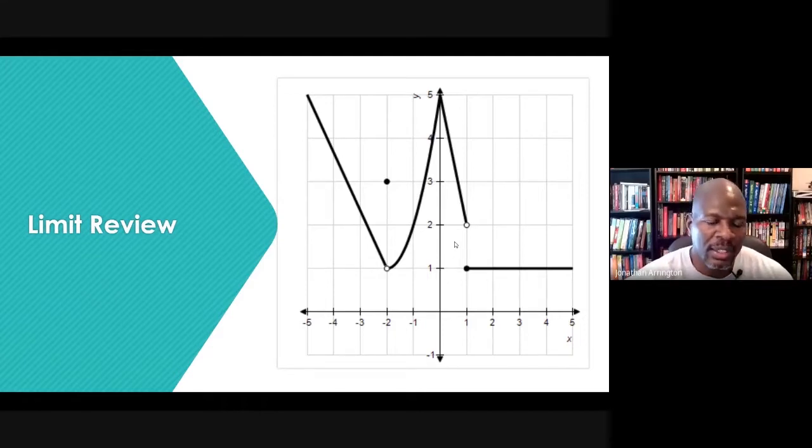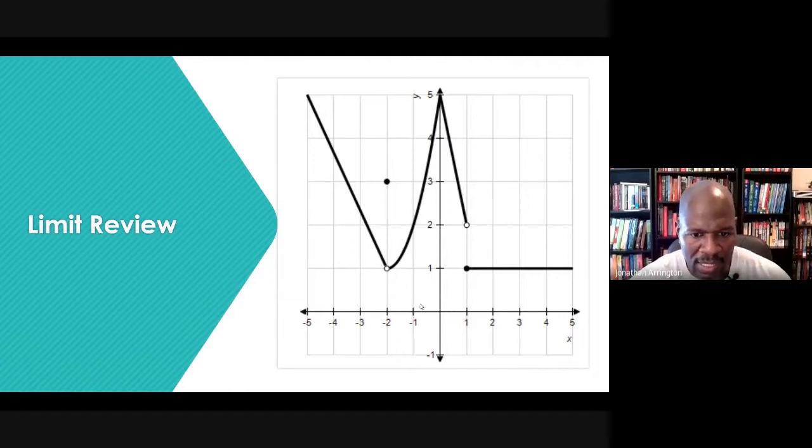So again, as I look at x goes to -2, I'm looking from the left and from the right. I need to see agreement. I do see that agreement, and I see the y values are going to 1 as it approaches -2 from the left and the right. So the answer is 1. Again, the value at the point, which in this case is 3, has no bearing on the value of the limit.